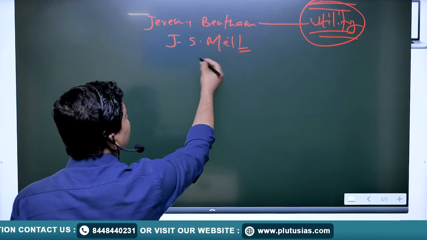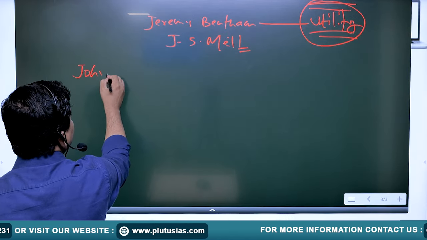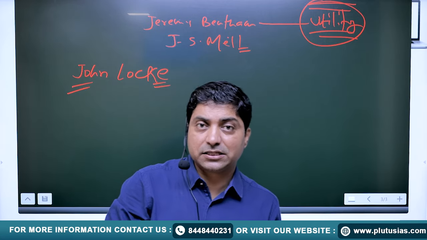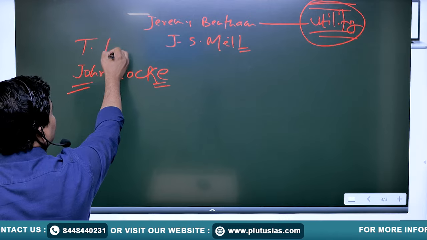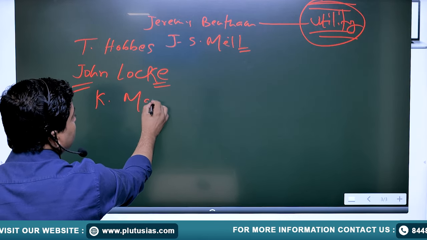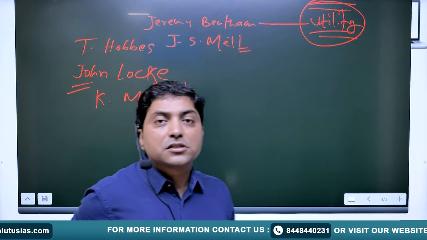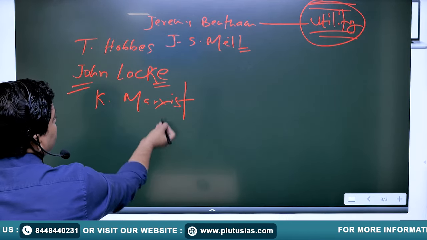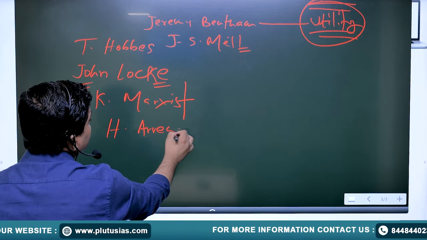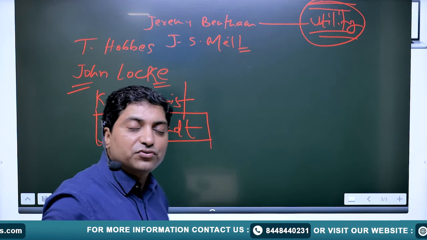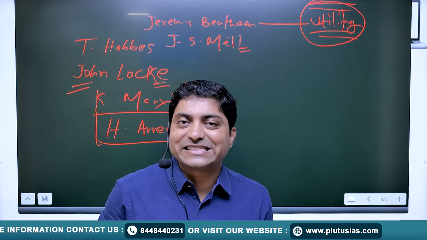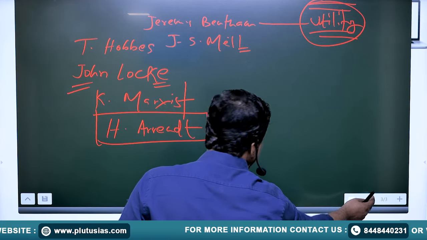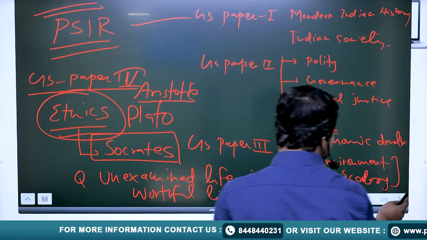And then we study many philosophers like John Locke, who pioneered the liberal ideas like liberty, equality, rights, right? So John Locke, we studied Thomas Hobbes, we studied Karl Marx to understand the view of the workers, laborers, and how the capitalist system works, basically. Then Hannah Arendt, she was the most ardent critique of totalitarianism of the 20th century that emerged in Italy, Germany, and USSR. So you see this ethics paper is covered by your PSIR.